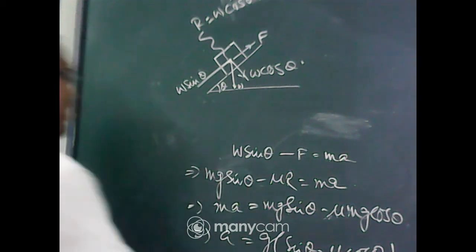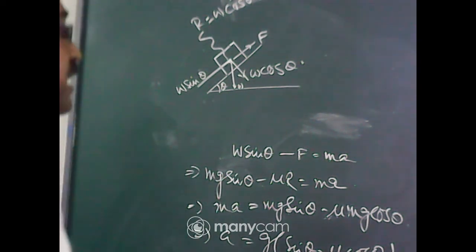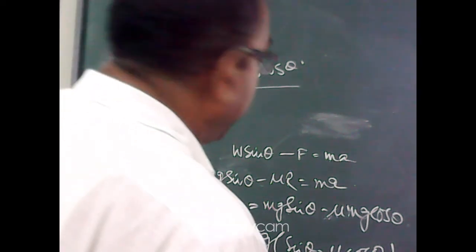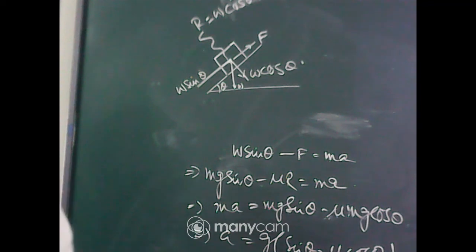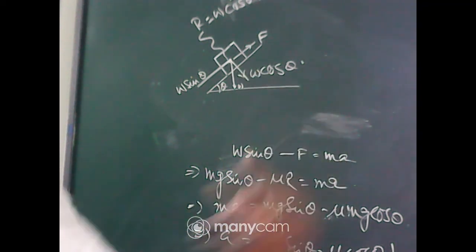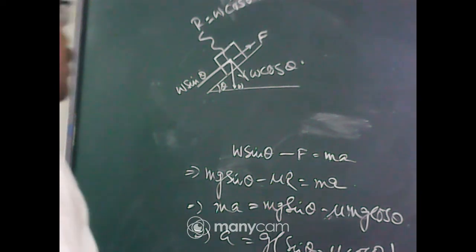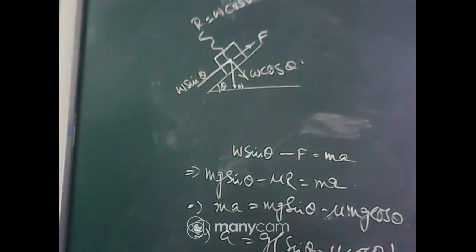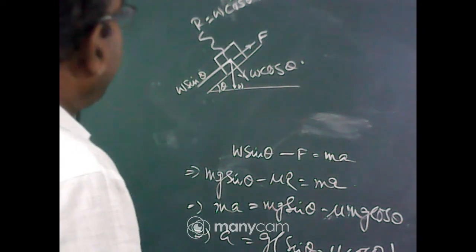So, my dear student, you check it, what will be its acceleration? The acceleration is equal to g into sin theta minus mu cos theta. This is the value for the acceleration when the object is rolling on the inclined surface. So, up to this portion, you see it, it will be clear.